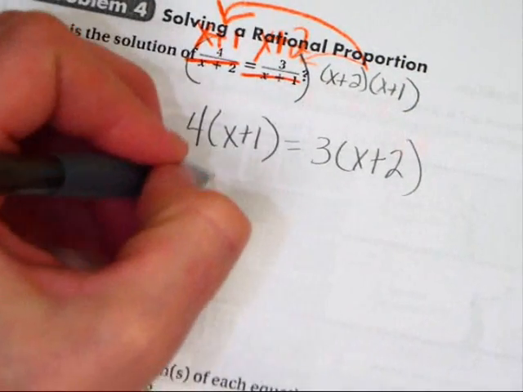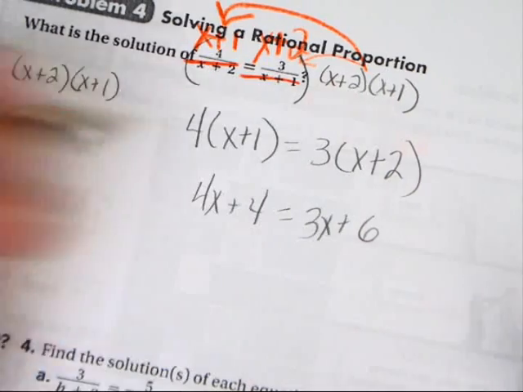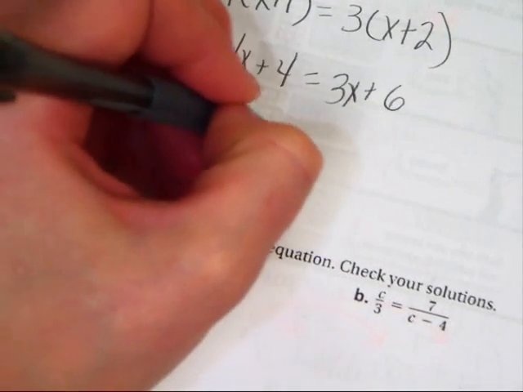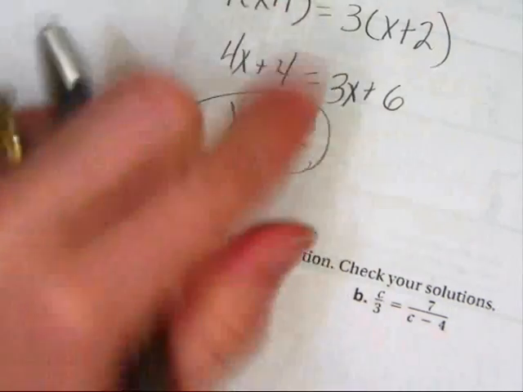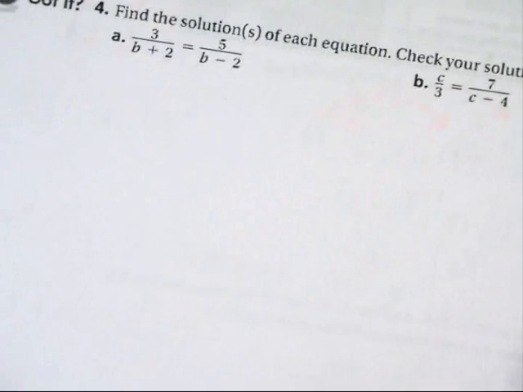And now you have a basic algebra problem where you distribute in. 4x plus 4 equals 3x plus 6. You solve and you get x equals 2. You should check it back in, which it does, and you'd be all done. Let's try that one more time.